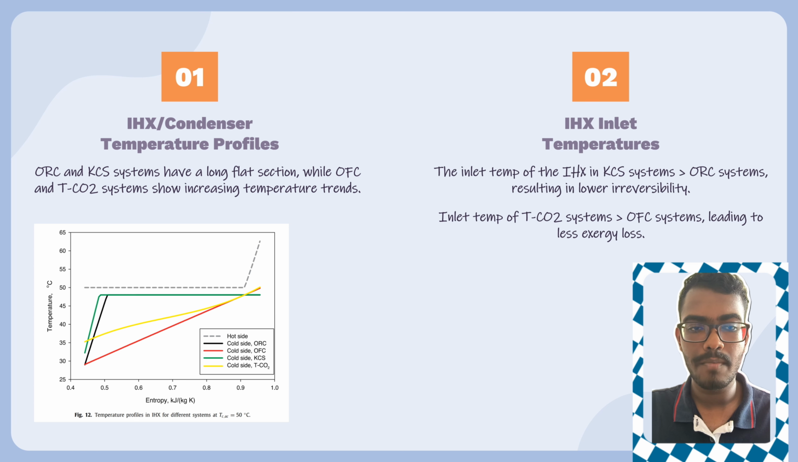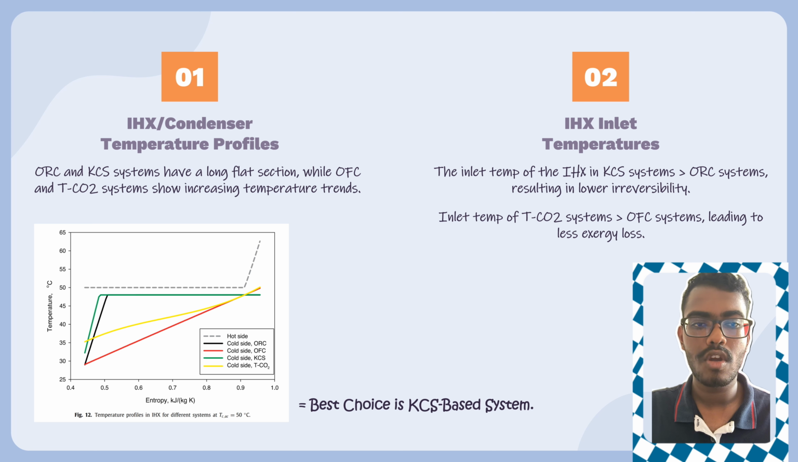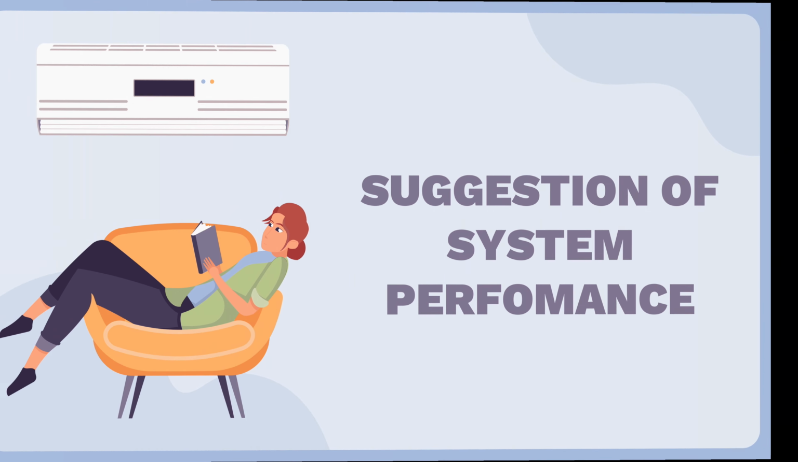For IHX inlet temperatures, the inlet temperature of IHX in the KCS systems is higher than in ORC systems, resulting in lower irreversibility. TCO2 systems have higher inlet temperatures compared to OFC systems, leading to less exergy loss. KCS-based systems are comparable to ORC in terms of total exergy loss but may have advantages in terms of IHX inlet temperature and lower irreversibility. This could be preferable if minimizing energy waste is critical, which is the aim of this research paper.